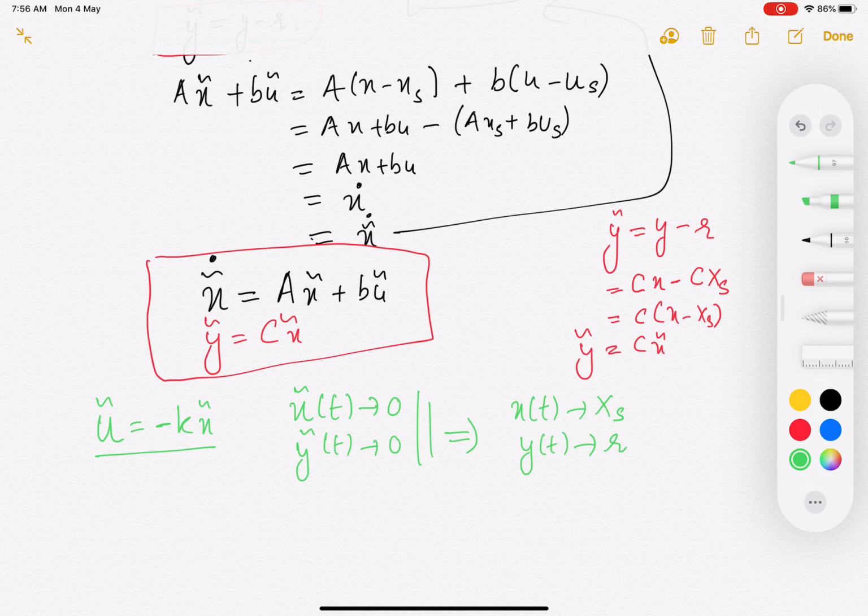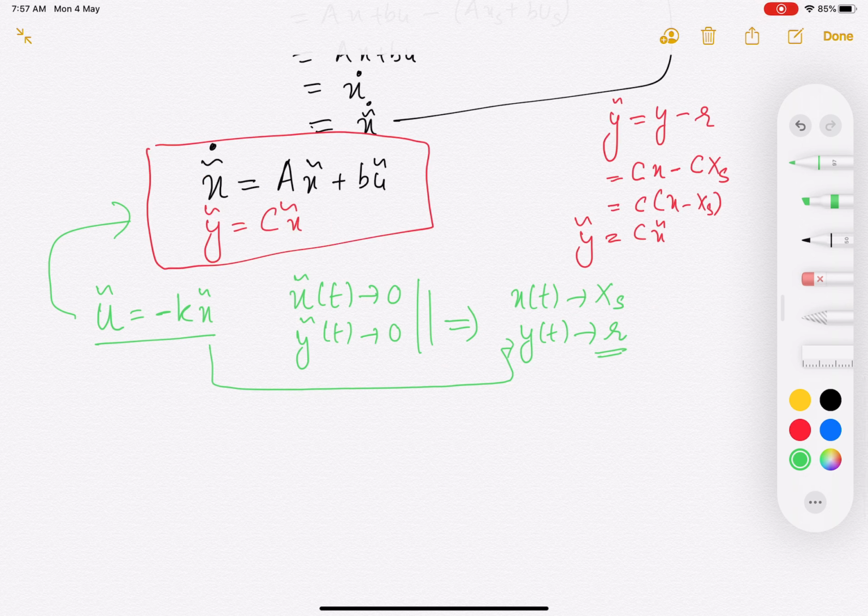So when you design a state feedback law for this system, which is given in the shifted variables, and the state feedback law is given by u tilde is equal to minus kx tilde, you ensure that your original system tracks the reference input at steady state. So the control law that you have to implement is u tilde is equal to minus kx tilde.